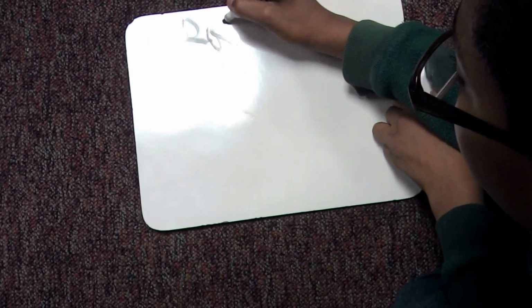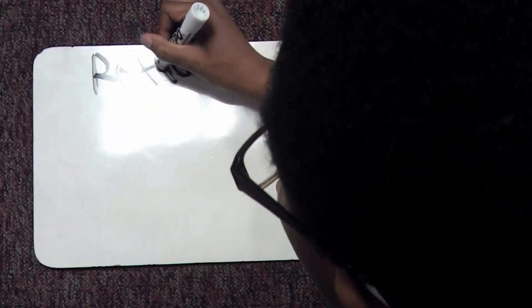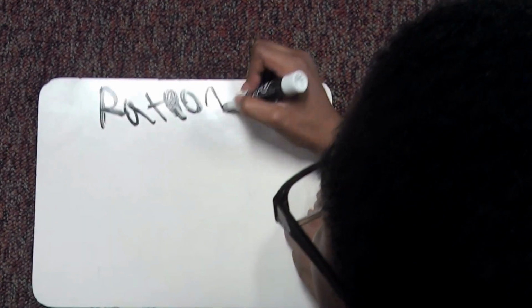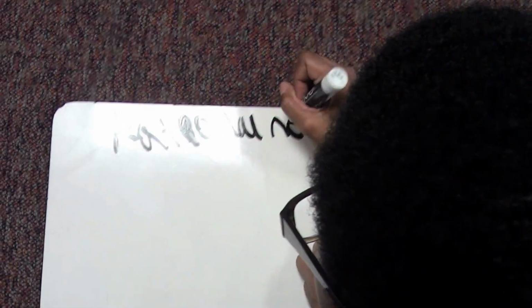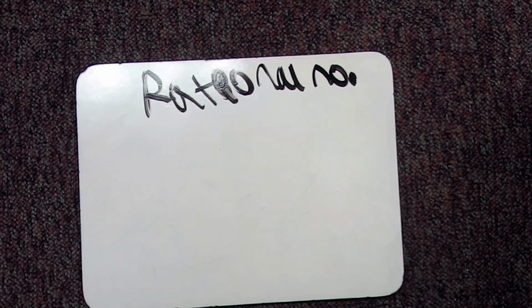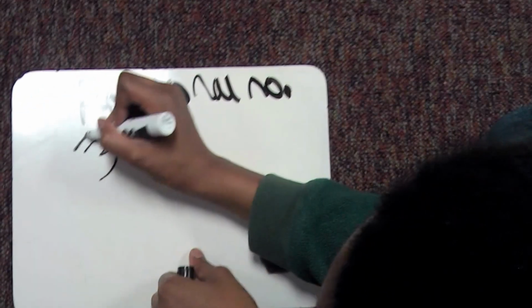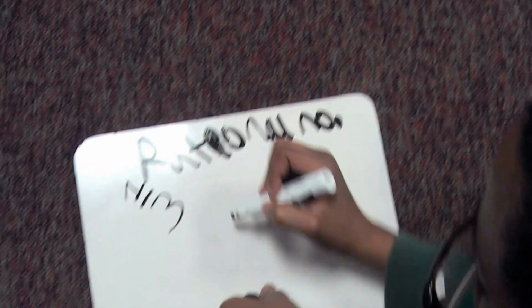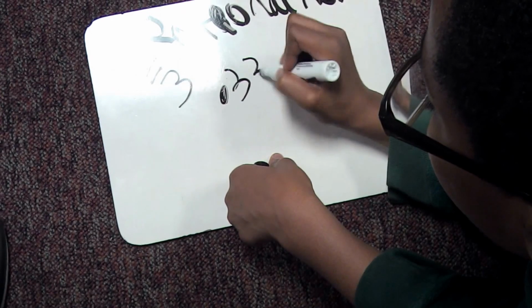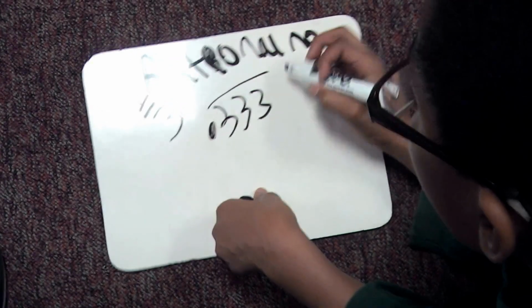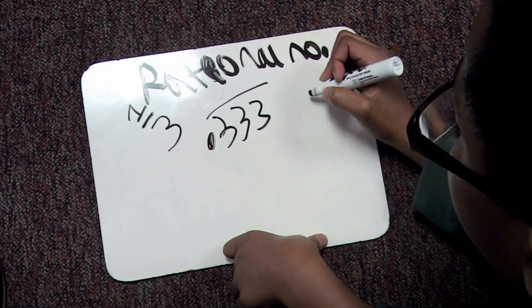there's something called rational numbers. These numbers include things like fractions, decimals, and percent.